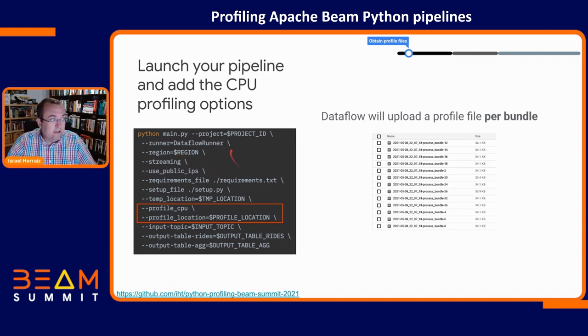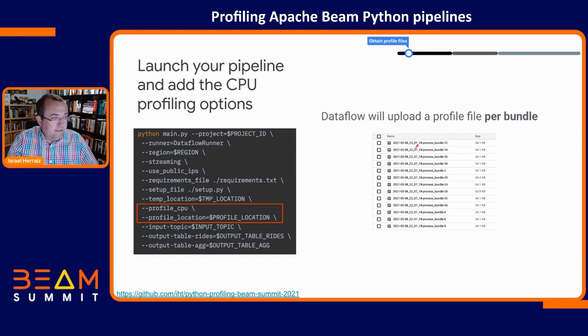So basically, you could use probably any runner. I have run this in Dataflow because this is what I had at hand. In addition to your usual input options, you also have to add the profile CPU and the profile location. If you are running in Dataflow in Google Cloud Platform, this location has to be a Google Cloud Storage location. If you are running elsewhere, it can be anywhere your pipeline can write to, okay?